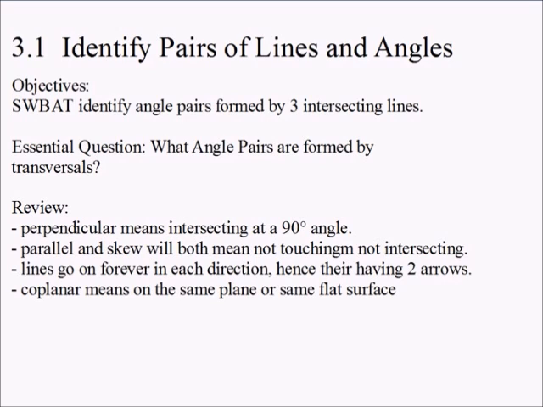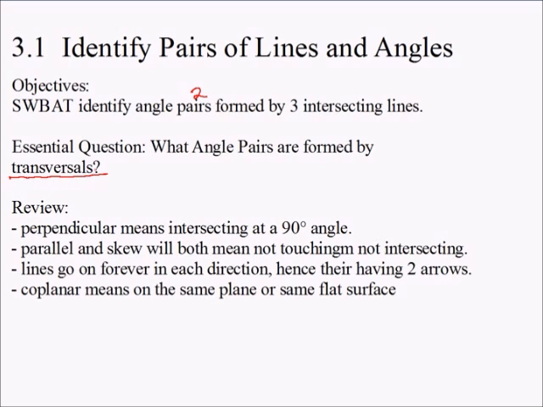One objective: students will be able to identify angle pairs. Remember, pairs means what? Two pairs of angles formed by three intersecting lines. The essential question is, what angle pairs are formed by transversals? Transversals is a vocab term. You will get to that.